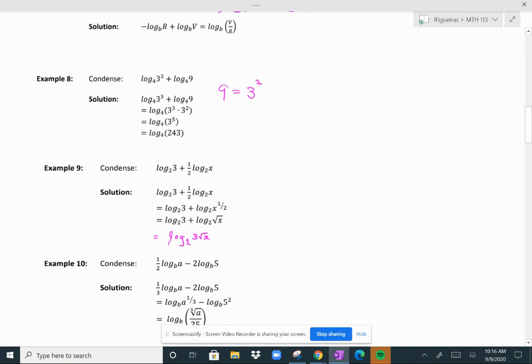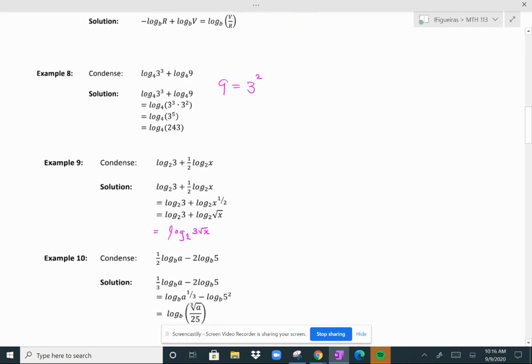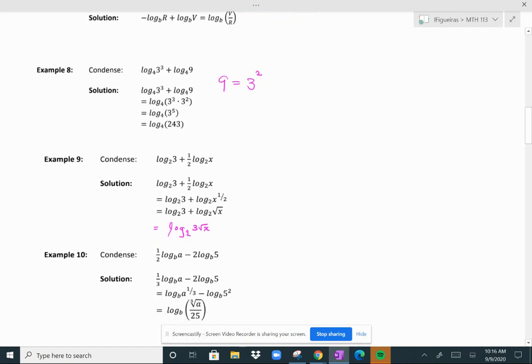Okay, here's another one where we're using more than one law. I'm going to be using the power law because I have another coefficient here, I have another one for the second logarithm. I'm also going to use the quotient law. Oh, I think I made a typo here. This one should be a 3. I'm also going to use the quotient law on this because I have a difference.